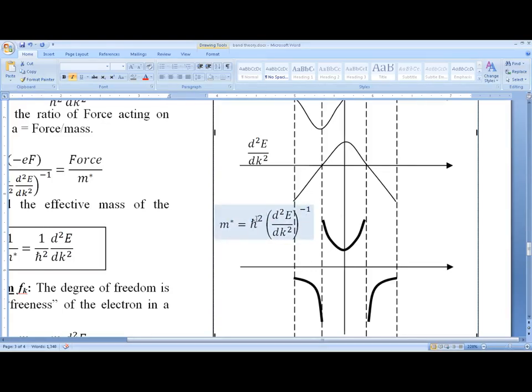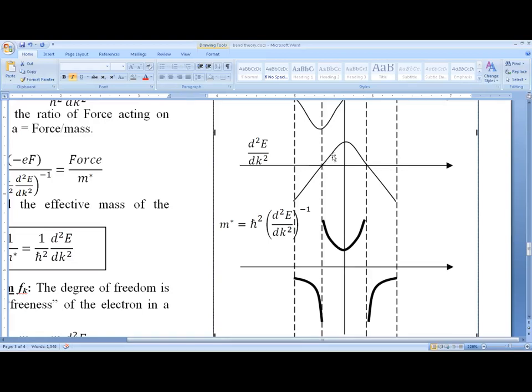Though h cross square is some term which is negligibly small, of course we depict the variation of graph of m star like this. You don't bother about the multiplicative constant. So d square E over dk square's inverse means you take this graph and take its inverse. Inverse means at every point you have to do 1 by this value. As this is negative in the d square E over dk square, at this point until this point 1 by this negative is always negative, and at this point there is a blow up, because if you approach from this side it is negative 0, and if you approach from the other side it is positive 0.